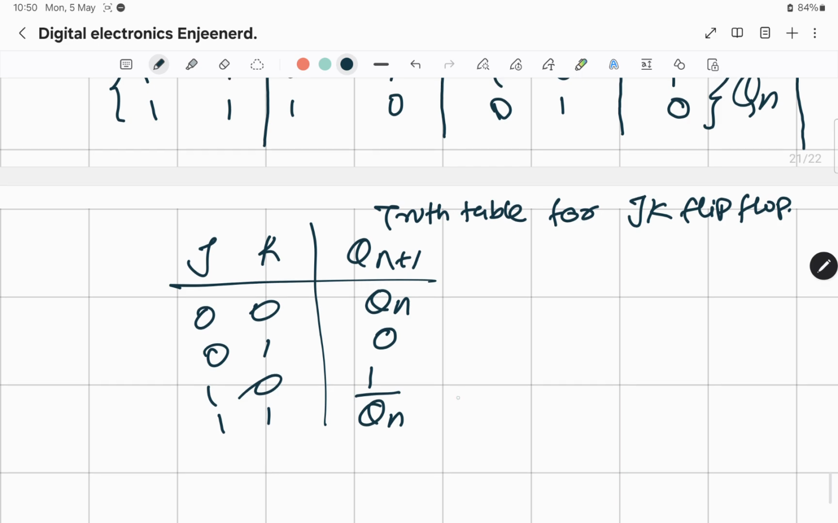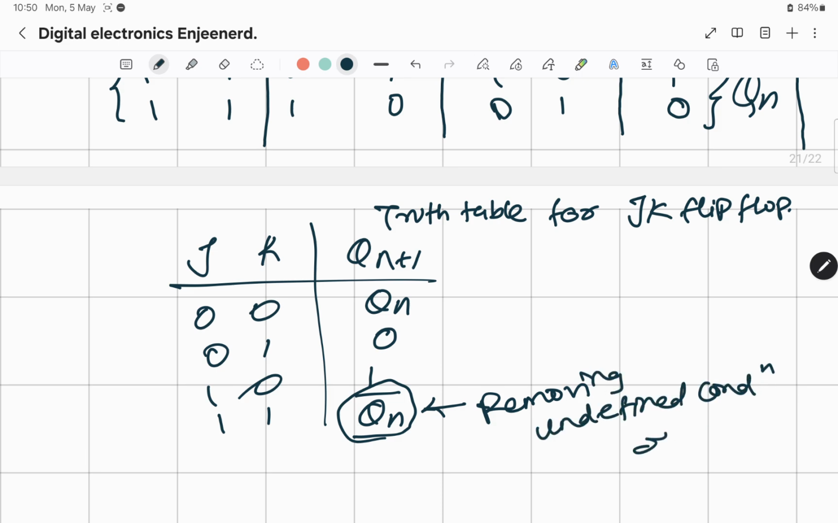What have we achieved here? We have achieved this Qn bar by removing the undefined condition of SR flip-flop.